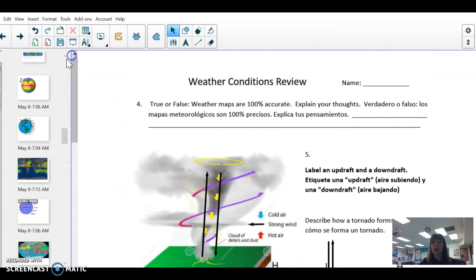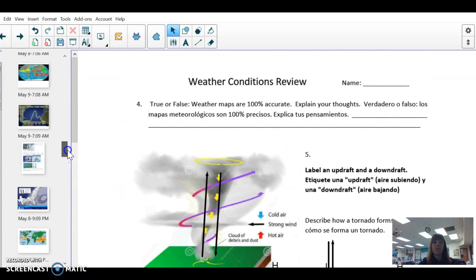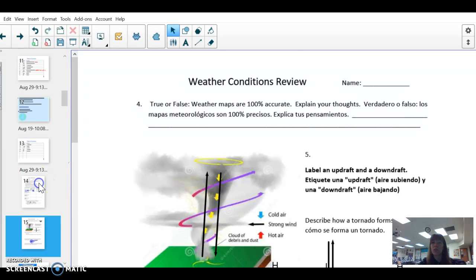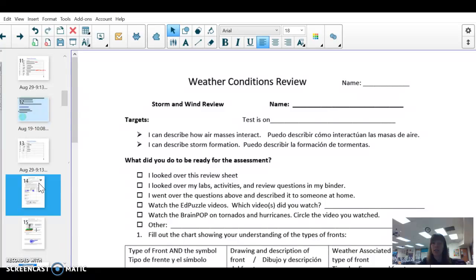So at this point, you should be prepared with your study tool. Now remember, your study tool is not everything that's on the assessment. So you need to make sure to also look over your labs, read through them, watch the Ed puzzles that I provided for you, and watch the Brain Pops. Quiz yourself, make sure that you're ready so that you're ending solid with weather.